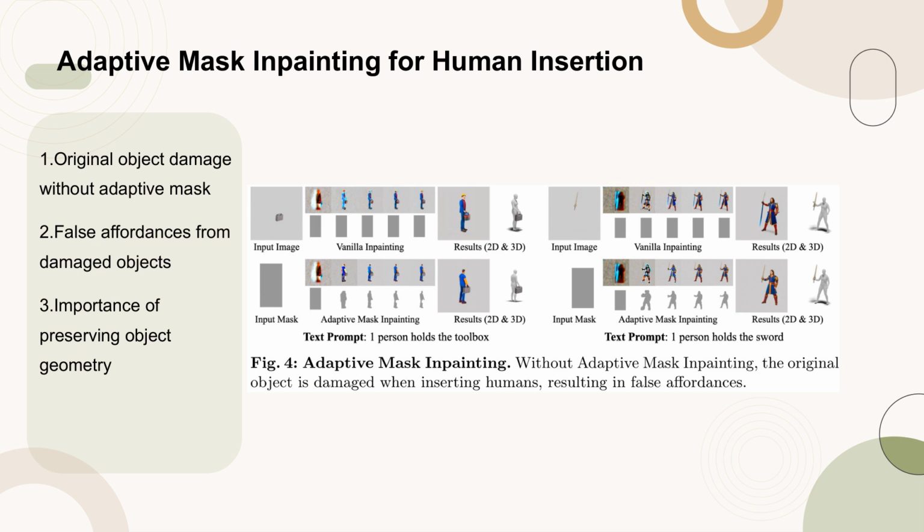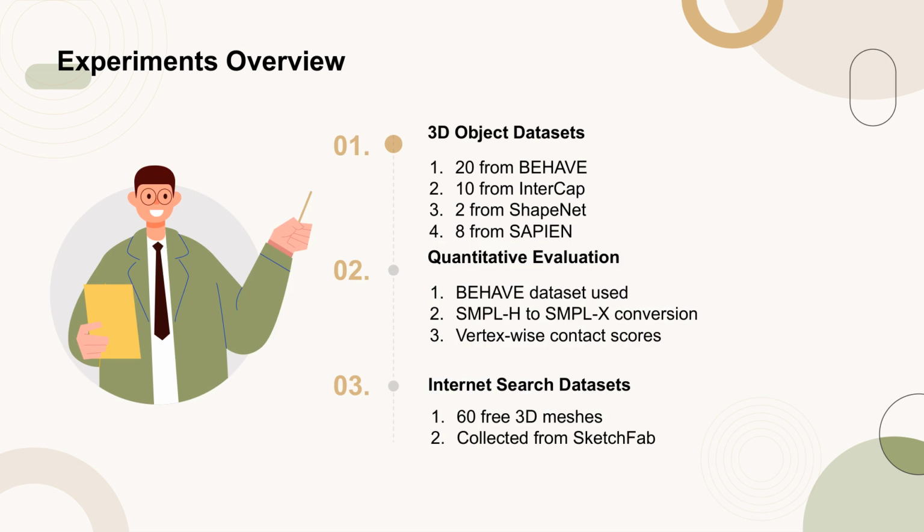The experiments conducted in this study utilize a variety of 3D object datasets for both qualitative and quantitative evaluations. For qualitative evaluation, 3D object meshes are obtained from Behave, Intercap, ShapeNet, and Sapien datasets. Specifically, 20 objects are from Behave, 10 from Intercap, 2 from ShapeNet, and 8 from Sapien.